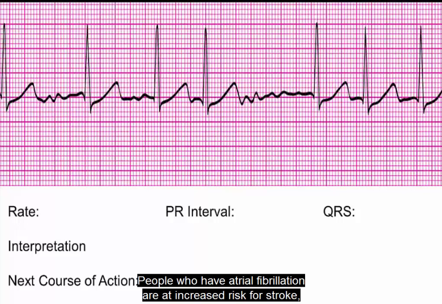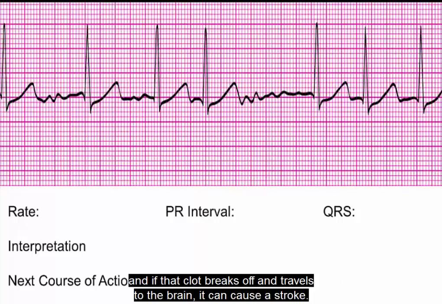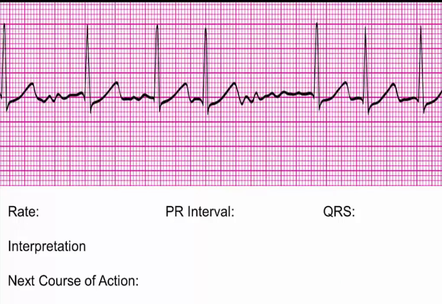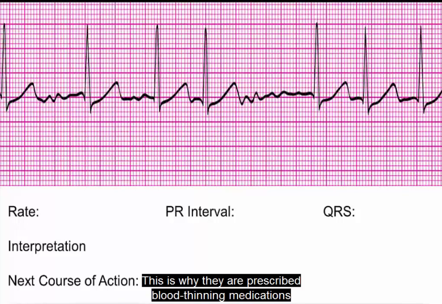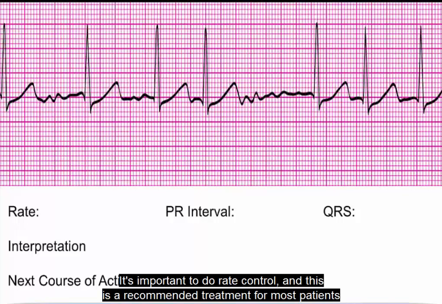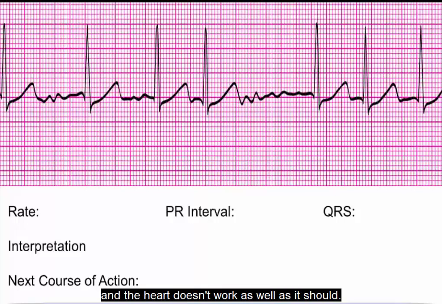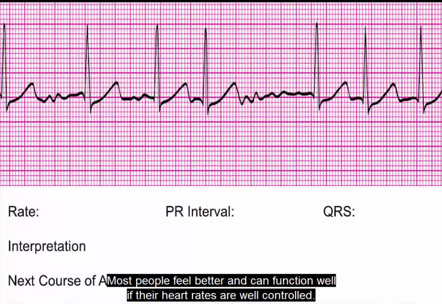People who have atrial fibrillation are at increased risk for stroke, and this is because the blood can pool in the heart's upper chambers, causing a clot to form, and if that clot breaks off and travels to the brain, it can cause a stroke. This is why they are prescribed blood-thinning medications like warfarin, dabigatran, heparin, aspirin. It's important to do rate control, and this is a recommended treatment for most patients who have atrial fibrillation, even though an abnormal heart rhythm continues and the heart doesn't work as well as it should. Most people feel better and can function well if their heart rates are well controlled.